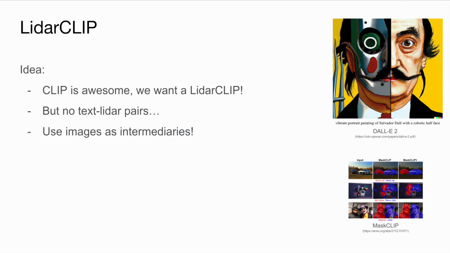The core motivation behind LidarCLIP is that CLIP is awesome, and we want a CLIP that works with LiDAR. CLIP has generated many downstream works, the most famous of which is probably DALL-E 2, but there are also many other applications, for example, this zero-shot segmentation approach, MaskCLIP. However, we cannot directly train a LiDAR CLIP in the same way that CLIP was trained, because there are no huge datasets of text LiDAR pairs available online.